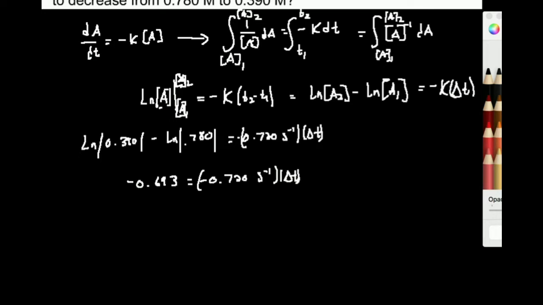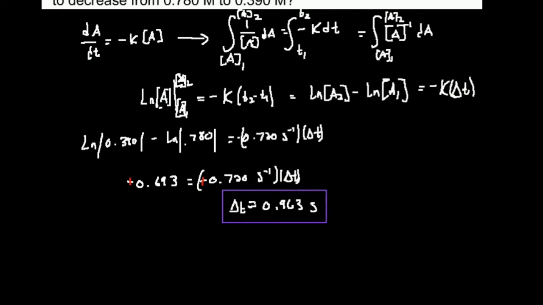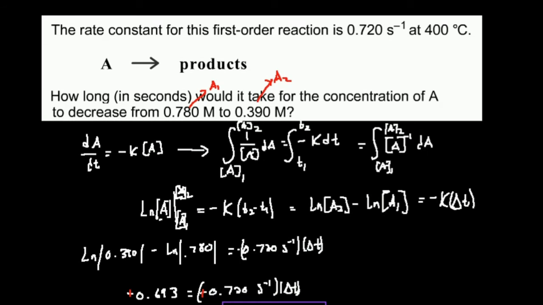Now, I will tell you this at this point. You could hopefully see by now that this negative sign will cancel with this one. If you get something where it's pretty obvious that your delta t will be negative, you did something wrong. You cannot have a negative delta t. You need to go back and make sure you didn't drop a sign. So let's divide this. Negative 0.693 divided by negative 0.720. And I get that delta t in this case is approximately 0.963 seconds. And this is going to be my answer. That's how long it takes to ultimately decay from 0.78 molar to 0.39 molar.